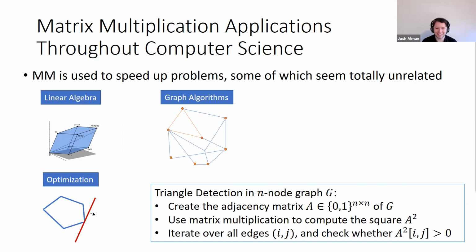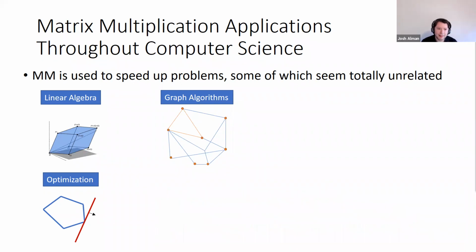So there's a triangle if there's an i and j which have a path of length 2 and also a path of length 1. Once you have the square, you can just iterate over all the edges and check whether there's also a path of length 2. That tells you if your graph has a triangle. So you can find triangles in the graph in the same amount of time as matrix multiplication.